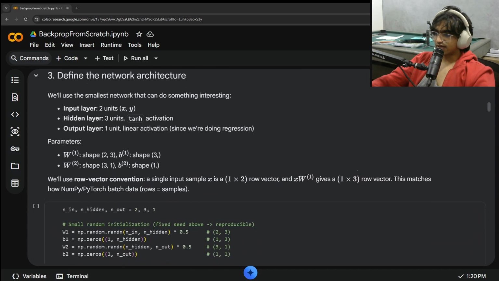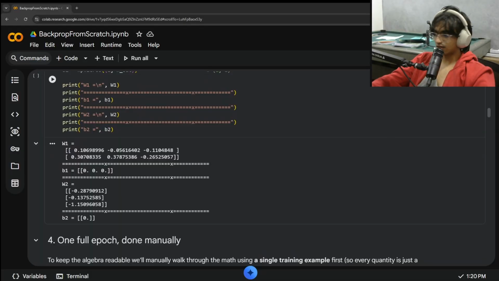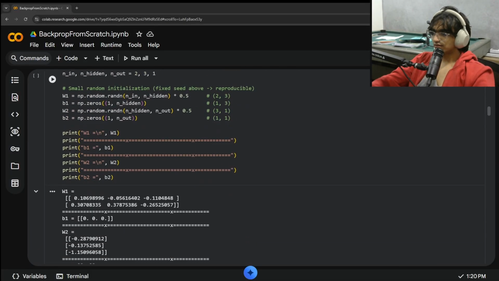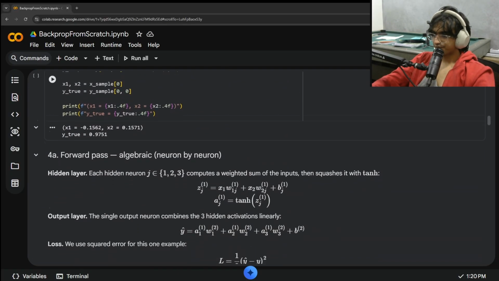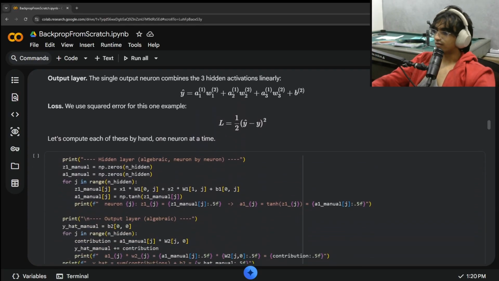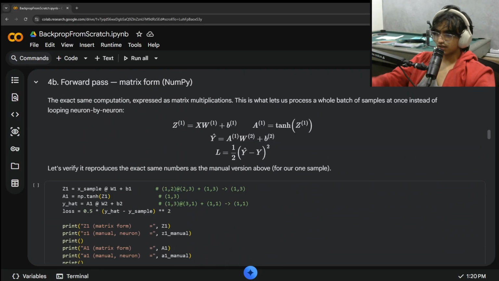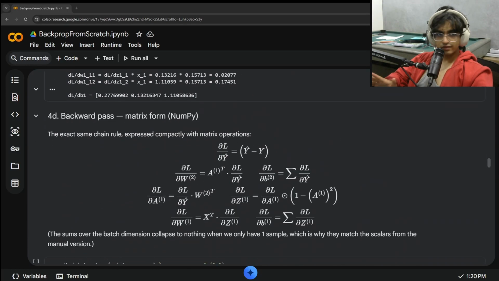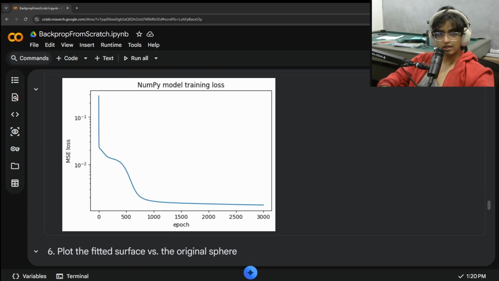Then we apply the same thing, the tanh activation and everything. We get our W1, W2, our initial initialization that we've done. And then this is the epoch done manually. Again, I've written out all the formulas. I encourage you to go through this notebook, but all this is what we've done manually. Just go through the code and see how it is. I just want to show you the NumPy model. Here's the NumPy model.